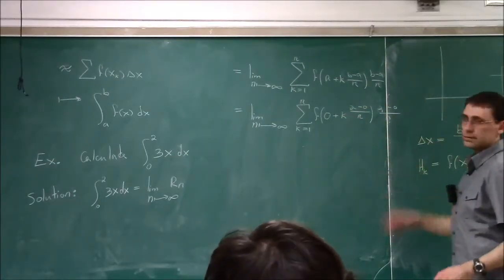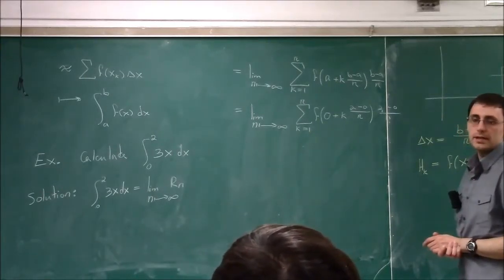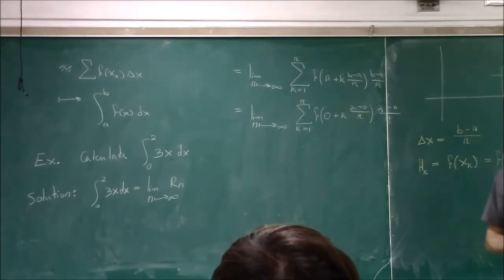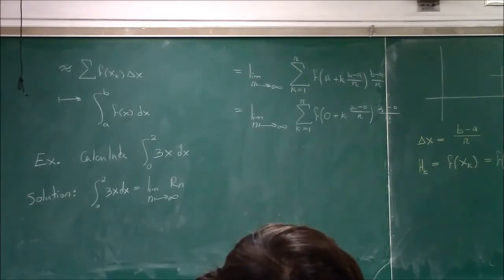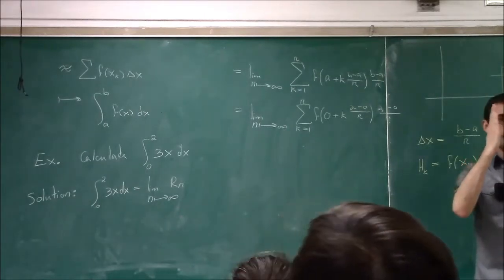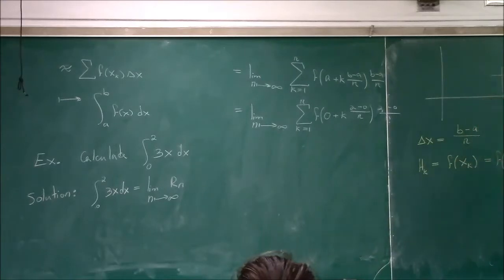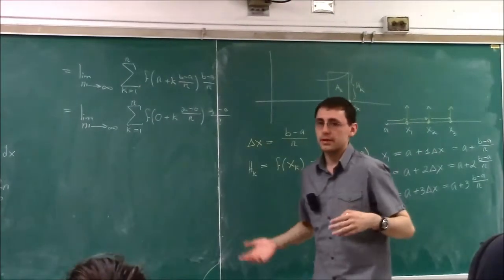And n would be 2 here? No, n is approaching infinity. n is the number of rectangles that approximate this curve. So it's always going to approach infinity. Remember this picture. You are taking this curve and you digitize it. You stick many, many very thin rectangles underneath. The more, the better.